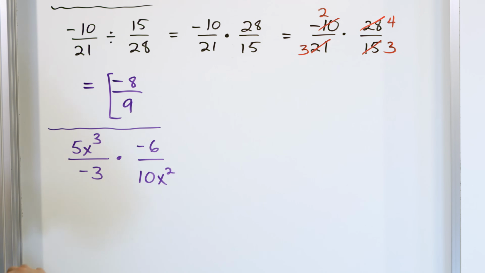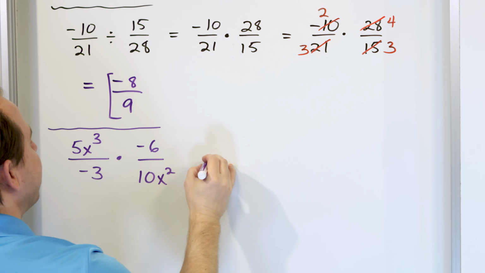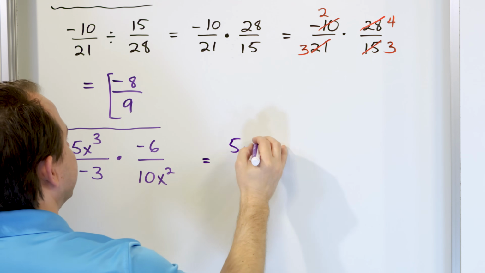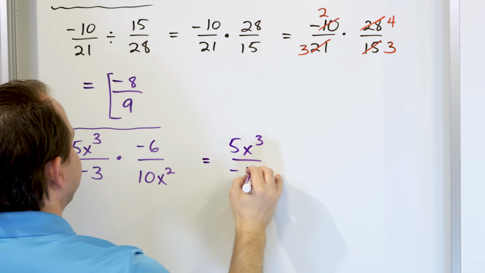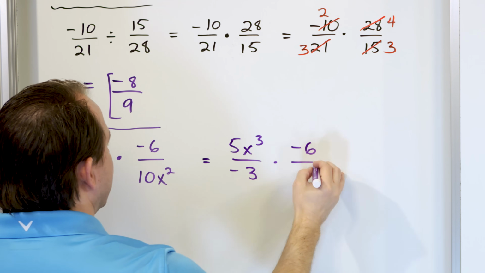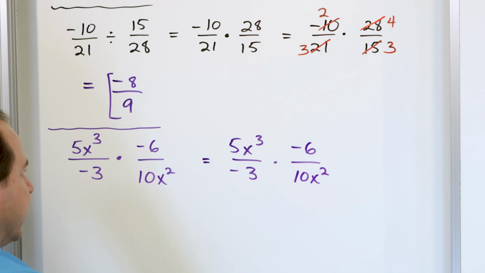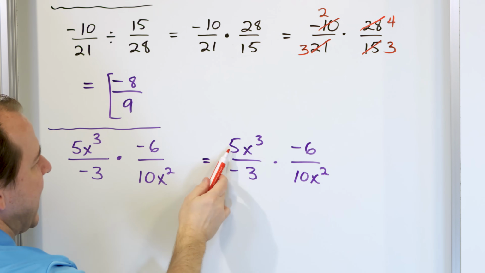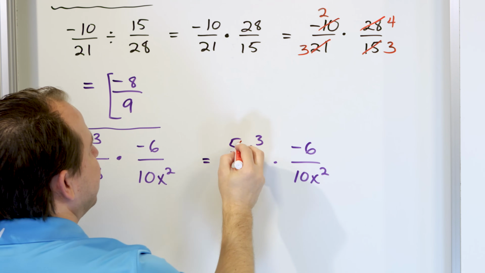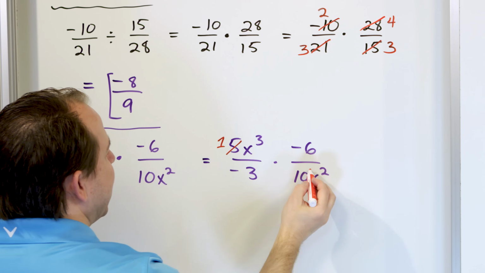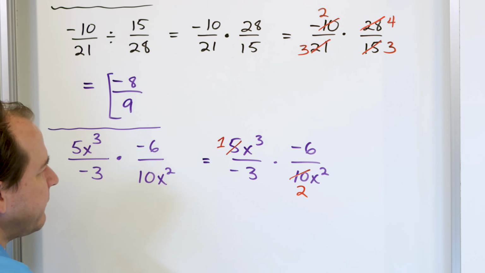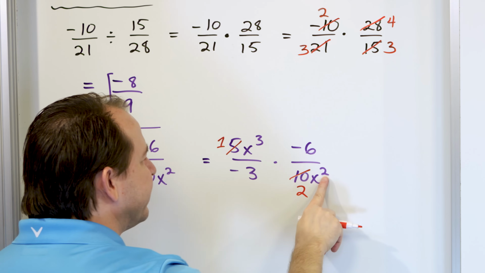But you really need to be canceling ahead of time. Because I'm going to mark it up, I'm going to write it again: 5x cubed over -3 multiplied by -6 over 10x squared. So now we start trying to figure out if we can simplify the numbers. 5 and 10, 5 divided by 5 is 1, 10 divided by 5 is 2. But then I also have x cubed and I have an x squared.